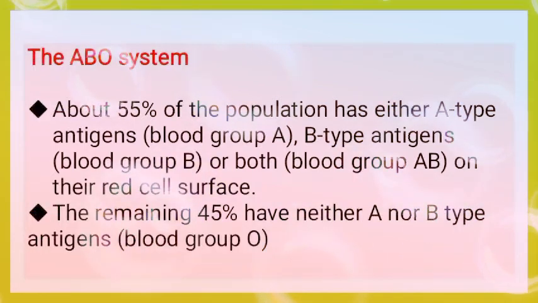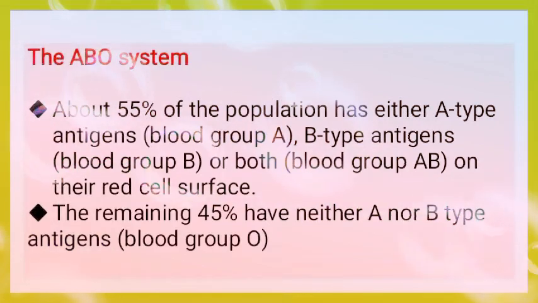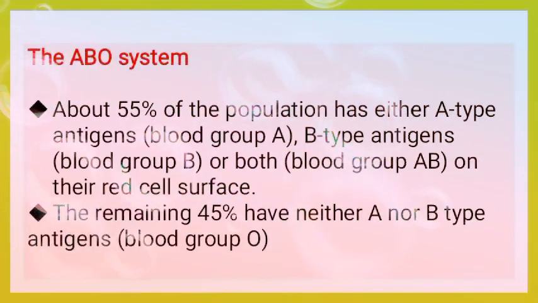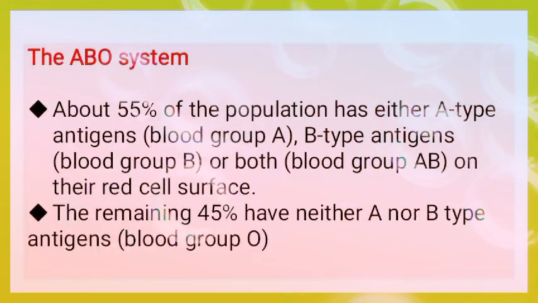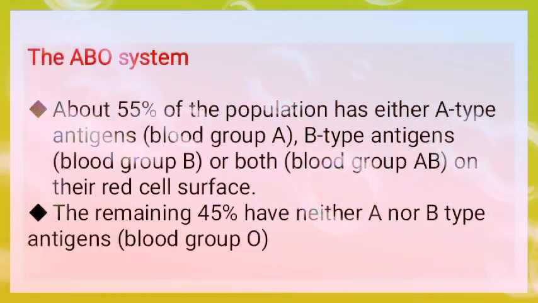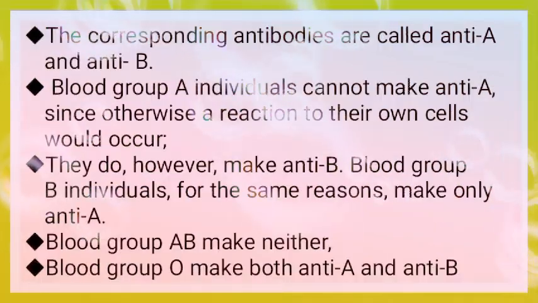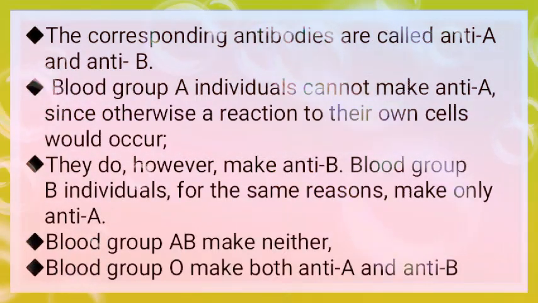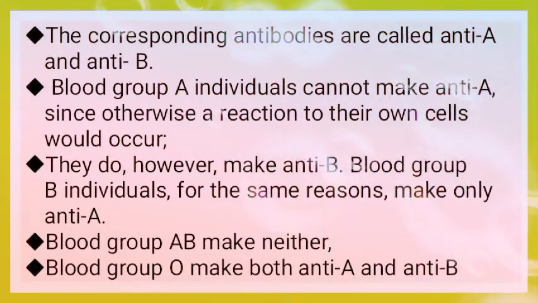But you find that 45% have no antigen on the surface of the red blood cells, and this is what we call blood group O. That's why sometimes others call it blood group 0, because it means they've got neither antigen A nor antigen B, hence making up the group 0 of blood. Now the corresponding antibodies are called anti-A. Wherever you find this anti-A, it means antibody A, or anti-B, antibody B.